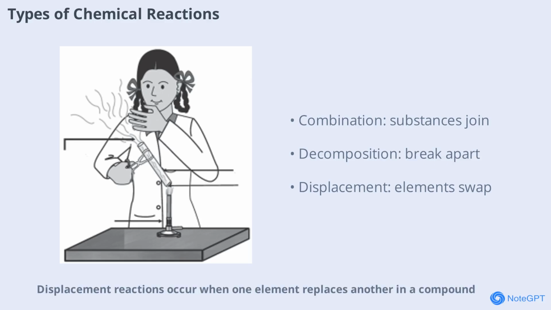Displacement reactions occur when one element replaces another in a compound, like iron displacing copper from copper sulfate. Double displacement reactions involve the exchange of ions between two compounds, often producing a precipitate. Understanding these types helps us predict reaction outcomes and their applications, from industrial processes to everyday life.